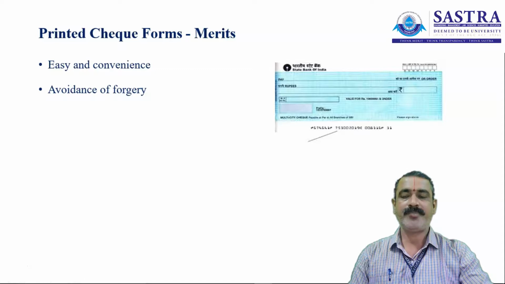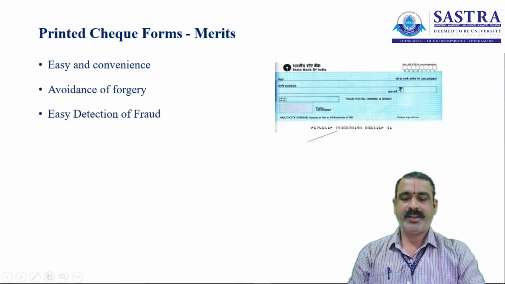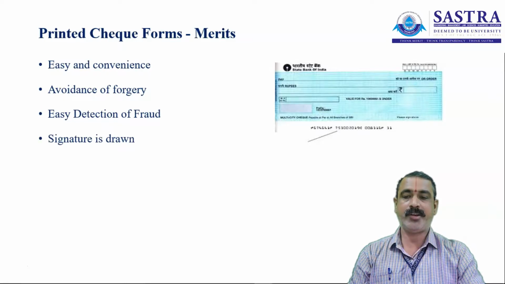Avoidance of forgery. This is to avoid forgery and also hence safety to banker and customer too. Easy detection of fraud in a printed form is possible. Ensure that the signature is drawn only according to the requirements of law. Legally, the signature is put in. Facility of verifying the customer's name by referring to the checkbook issue record.